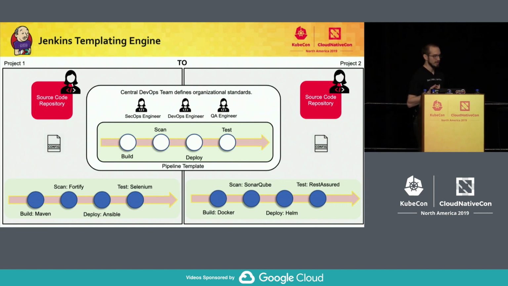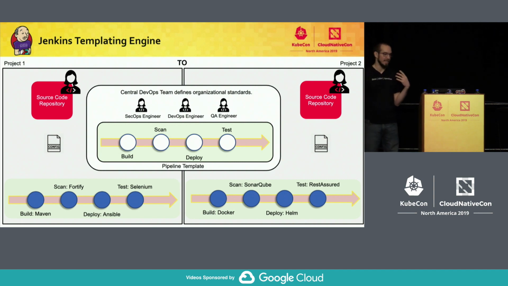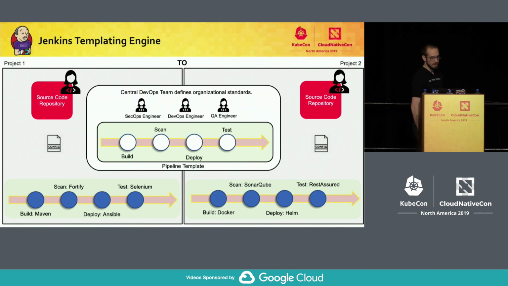So that includes SecOps engineers, DevOps engineers that know how to write pipelines, and QA engineers that can speak to test automation. So what if we had a centralized team that could define this tool-agnostic template? Let's say you wanted to build, scan, deploy, and test. The different tools that are going to perform these actions can just be modularized into a different pipeline library, we call it.